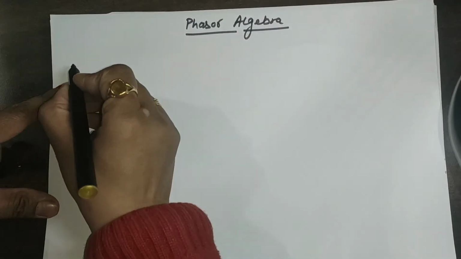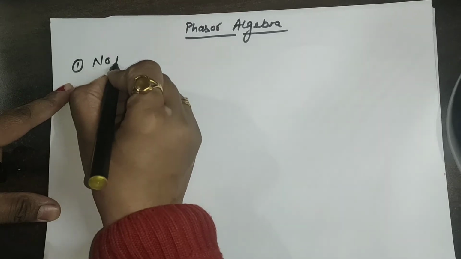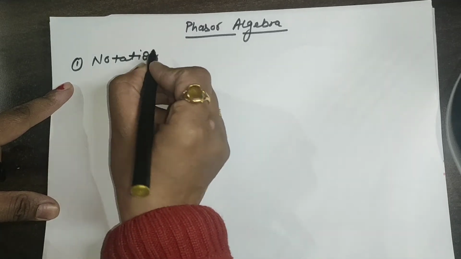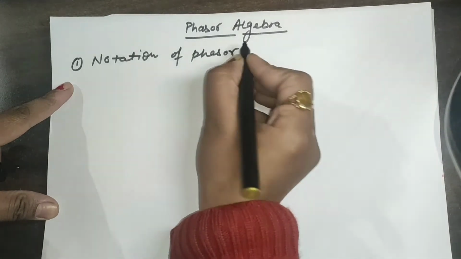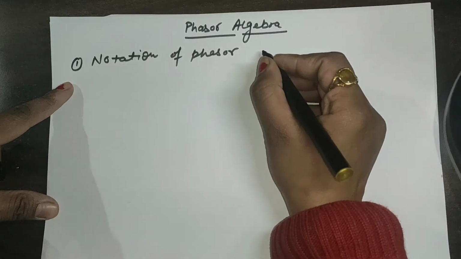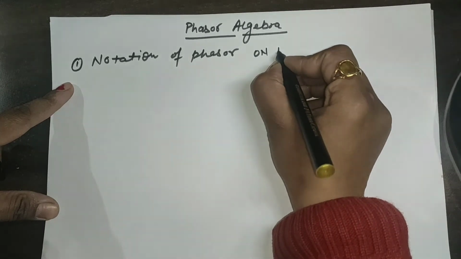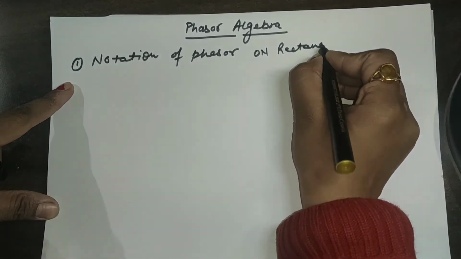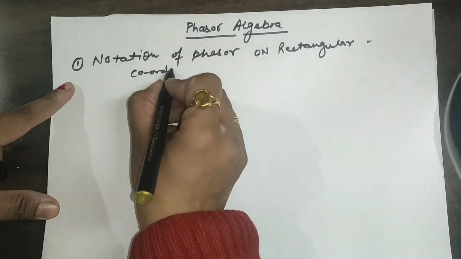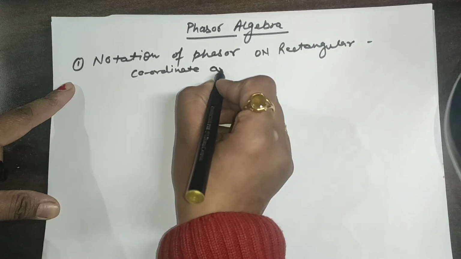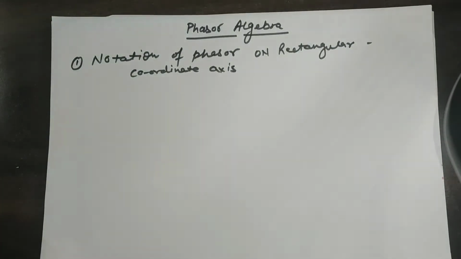So shall we start? First of all, we will discuss notation. First of all we will discuss the notation of phasor. How do we notate our phasor on the rectangular coordinate axis? Notation of phasor on rectangular coordinate axis.